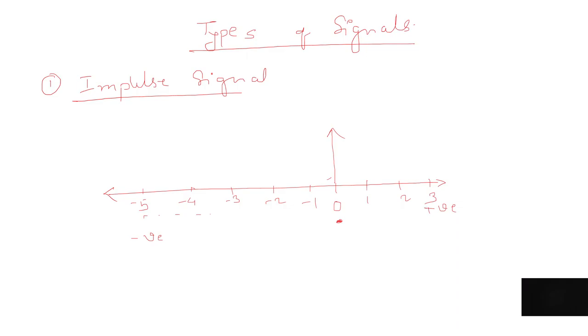I had plotted this for continuous time. Even for values just before and after 0, like -0.01, it will be 0. So if I have to express this, x(t) will be 1 for t equal to 0, and it will be 0 elsewhere.